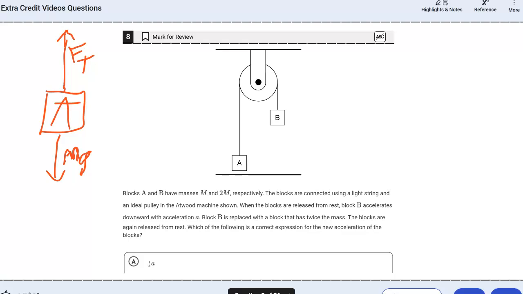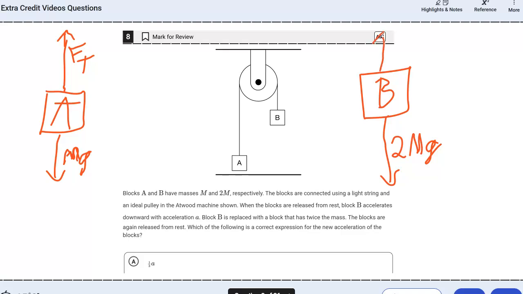And then for block B, our FBD looks something like this. It should be reversed. It should have a larger weight force, and this weight force would be 2mg, because that's the mass. And then its tension force would be smaller, because block B, when they're released, goes downward. So net force is going downward. There's no horizontal movement, so that's irrelevant.